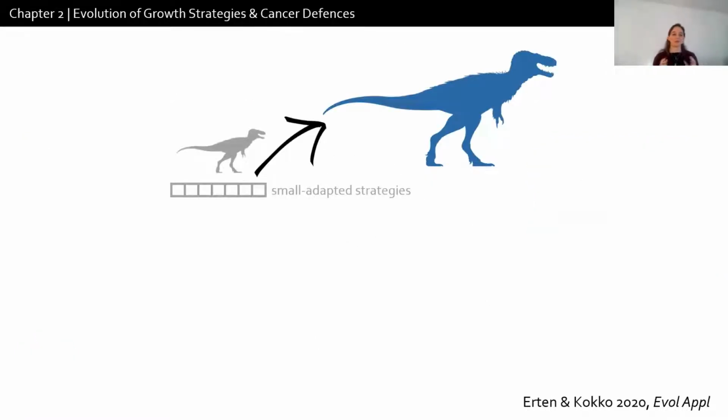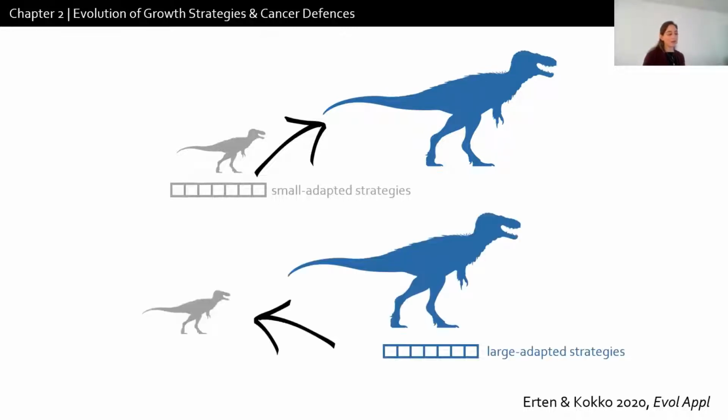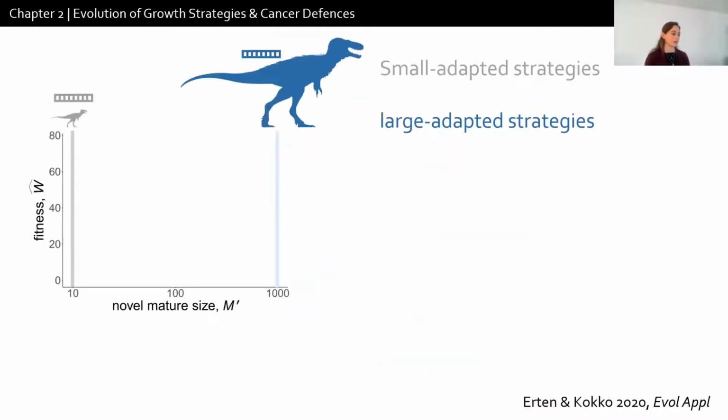So now I come to the more exciting part, at least for me, of this project, which was about taking the small adapted strategies and using them to grow a large body-sized organism, and vice versa, taking large adapted strategies and trying to grow a small organism. And here I will show in the x-axis the novel mature size, so the size that we try to grow, and the colors will show which pre-adapted strategy they use.